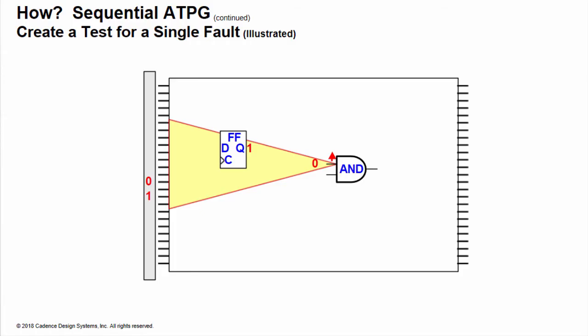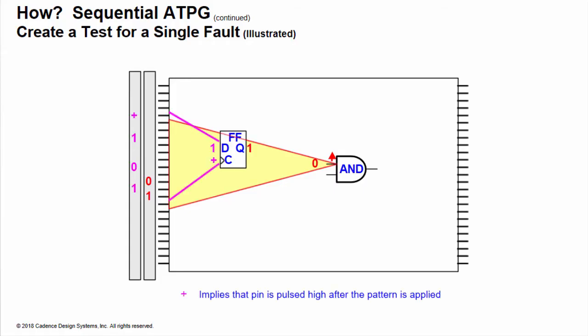We again apply the stuck-at-1 fault to the first pin of the AND and set the pin to the opposite value, 0, and backtrace. We now have assigned required values to a couple of primary inputs and to the output of a flip-flop. To get that value on the output of the flip-flop, we need to set other values on the inputs of the flip-flop. Plus indicates a positive pulse applied after the other inputs are applied.